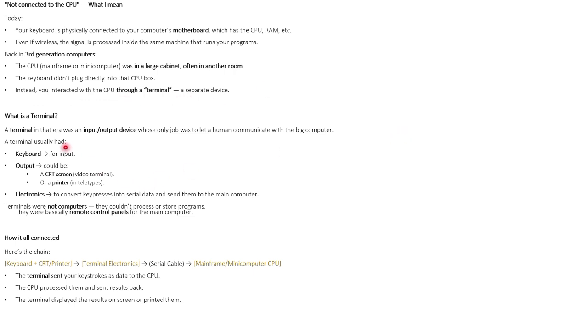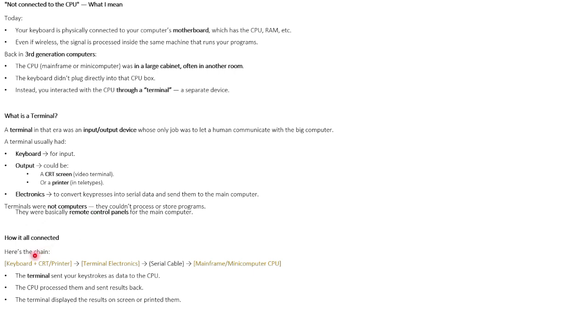Now we have another term: what is a terminal? A terminal in that era was simply an input-output device whose only job was to let a human communicate with big computers. A terminal usually had a keyboard for input, a CRT screen or a printer in teletypes for output, and electronics to convert key presses to serial data and send them to the main computer. Terminals were not computers. They could not process or store programs. They were basically remote control panels for the main computer.